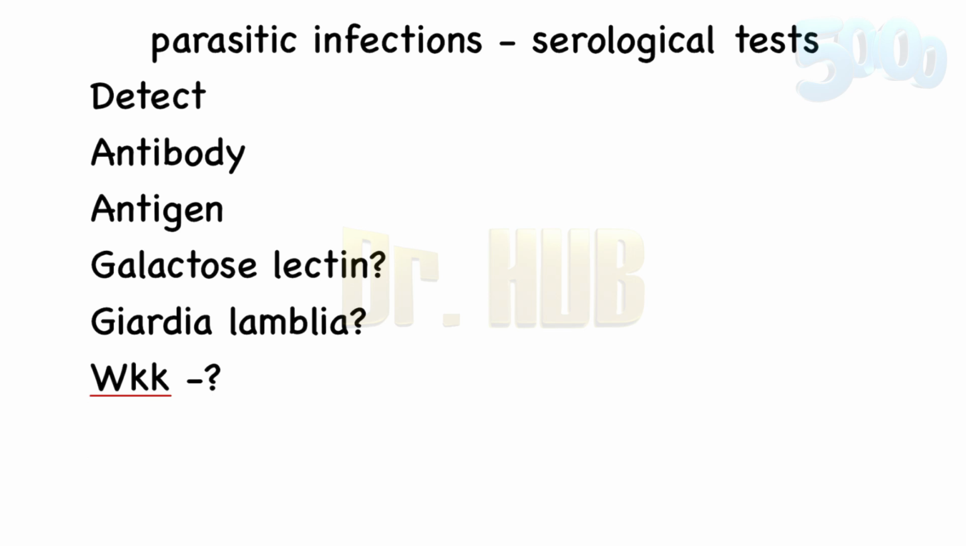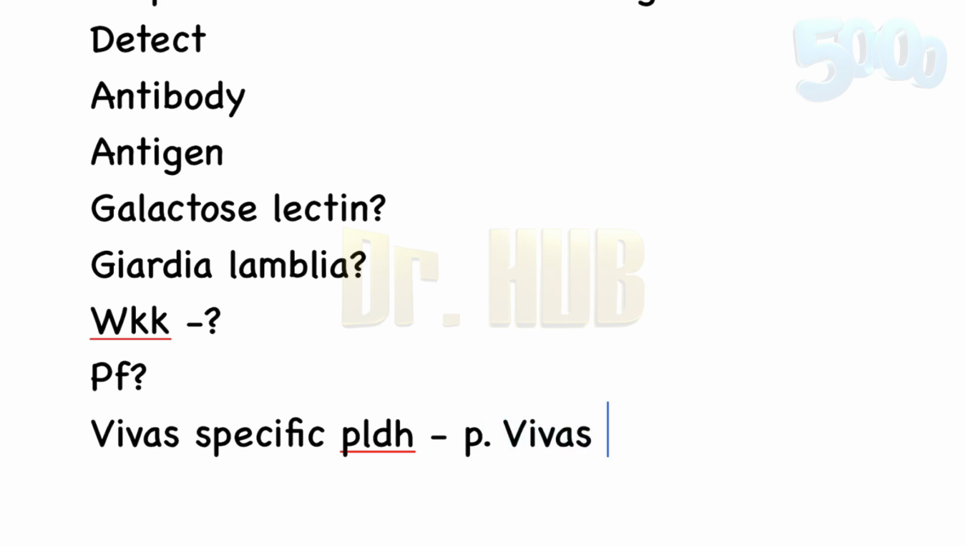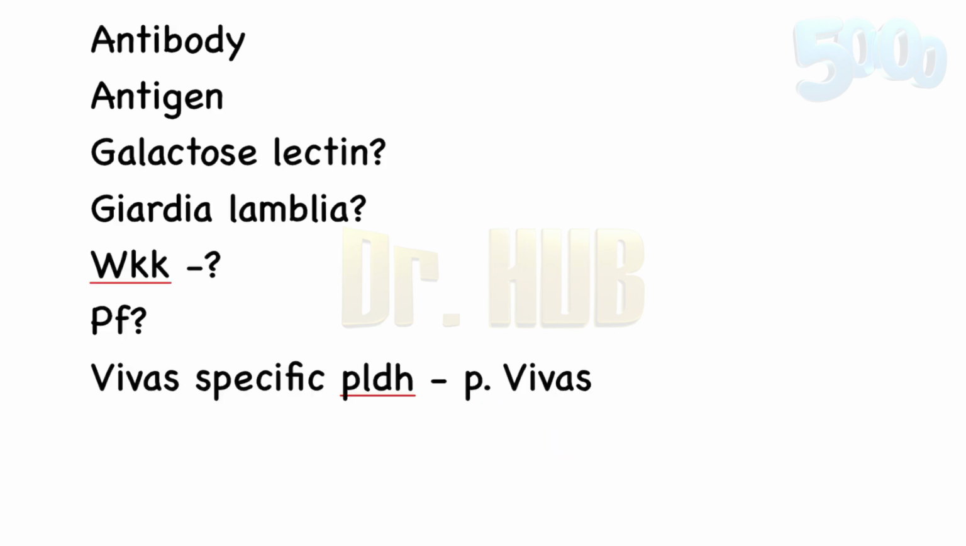Next, for the Plasmodium falciparum, it is going to be the HRP2 antigen. Now moving on to the vivax specific PLDH. So vivax specific PLDH is for the Plasmodium vivax. And the 200 kDa antigen and the OG4C3 antigen. So this is for the Wuchereria bancrofti.